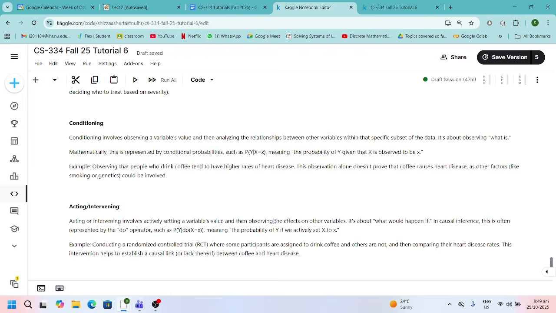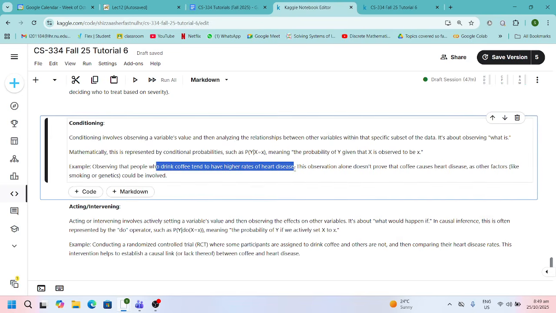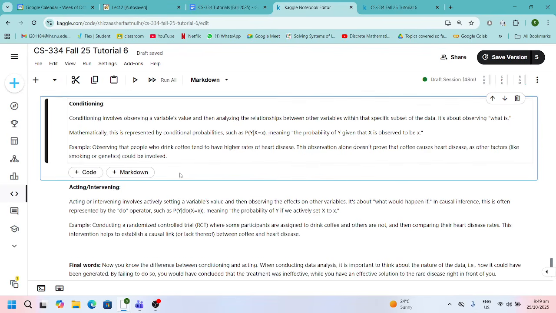In conditioning, you are just observing the data. So an example is observing that people who drink coffee tend to have higher rates of heart disease. This observation alone doesn't prove that coffee is what's causing heart disease because there could be other factors involved. Let me break it down a little further. This doesn't tell you that people who drink coffee tend to have heart disease. This tells you among people who have heart disease, a lot of them are coffee drinkers. So this is just what happens to occur in your data. It just tells you what's already in your data.